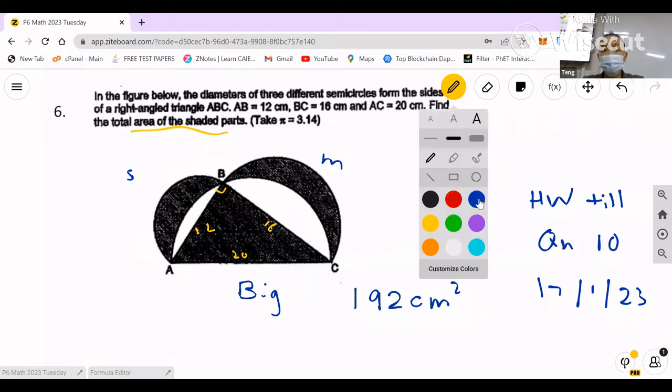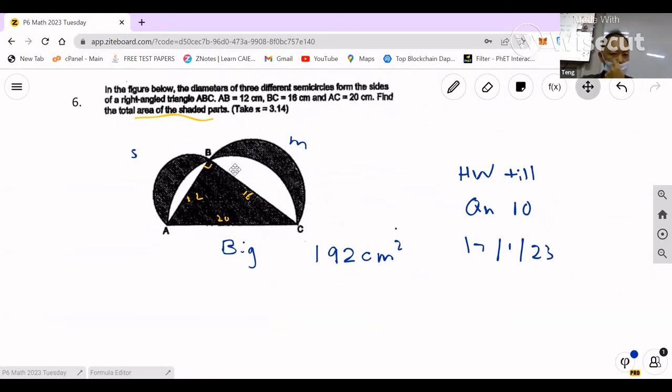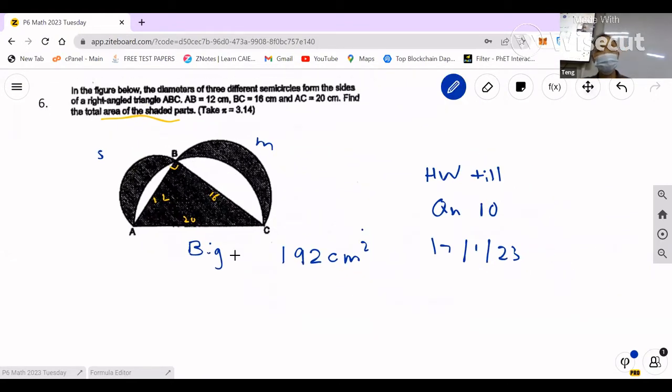So we shall work this out. Okay, let's work this out. So first, let's find the area of the small semicircle. I'm going to type it out. So the small semicircle, right? We will take half of pi r squared. So the pi is 3.14. So let me type it out.